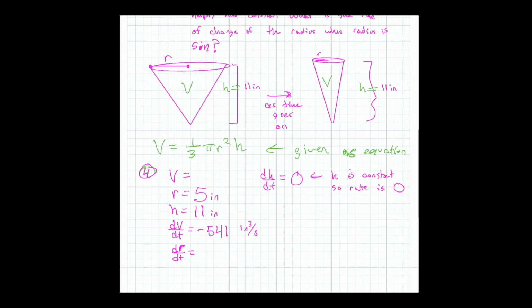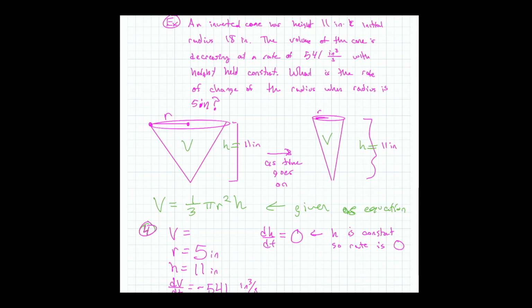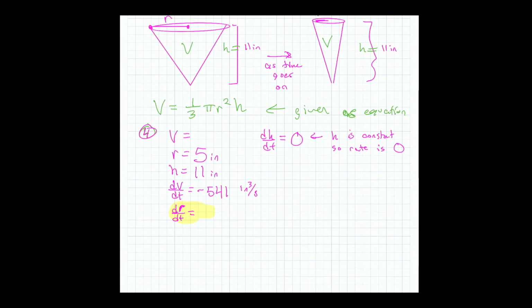They did not. What do they want? What is the rate of change of the radius when the radius is 5? This is the one that they want, right? That's the one we want. So we're missing the volume, right? Now, I could calculate the volume because I have this equation right here and I know R and H.